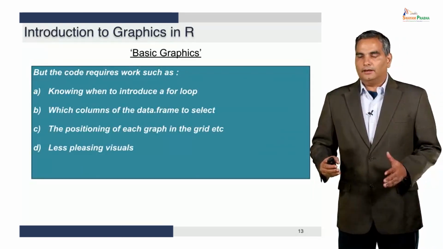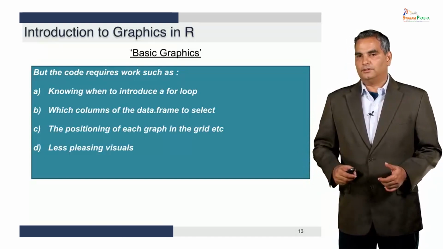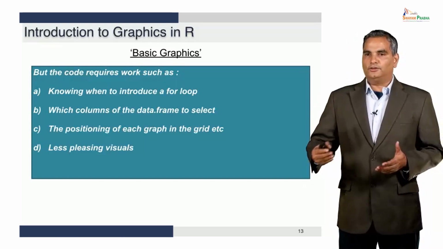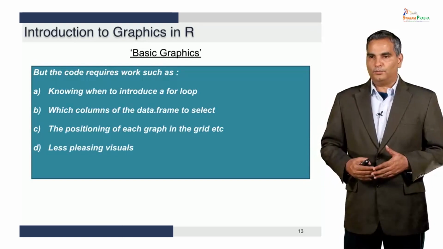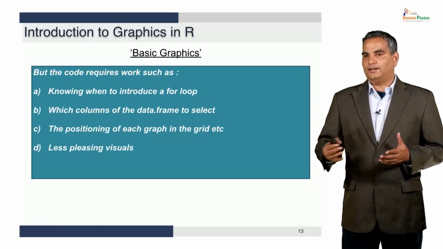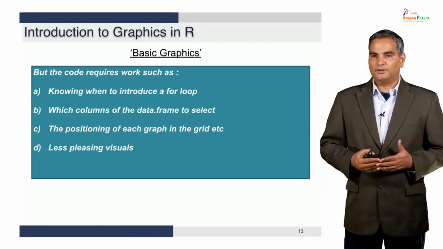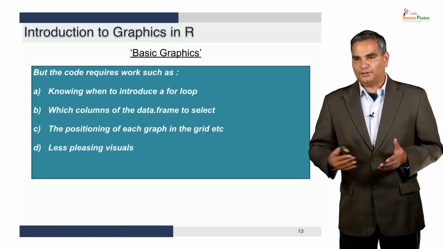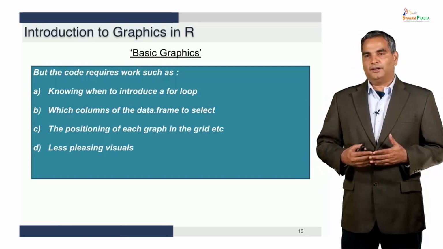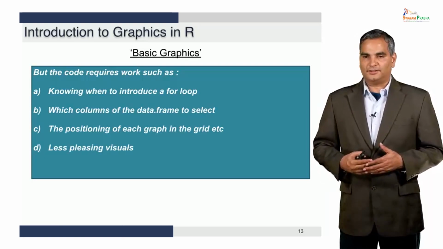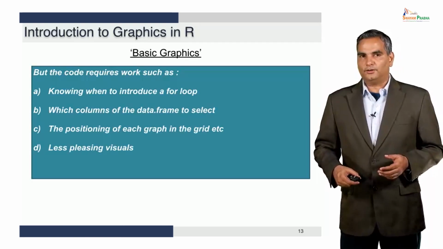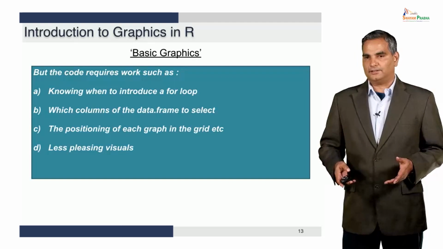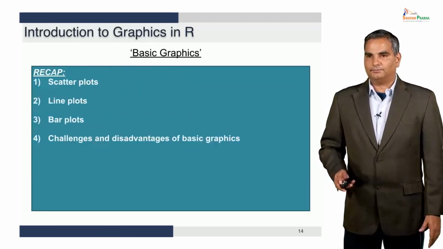So if you were to do this in R, you need to know when to introduce a for loop. You need to know which data frame to use for what columns. You have to know how to position the graph in each of these grids. But after doing all of this, the visuals are still less pleasing than you would get using more sophisticated graphic packages such as ggplot in R.